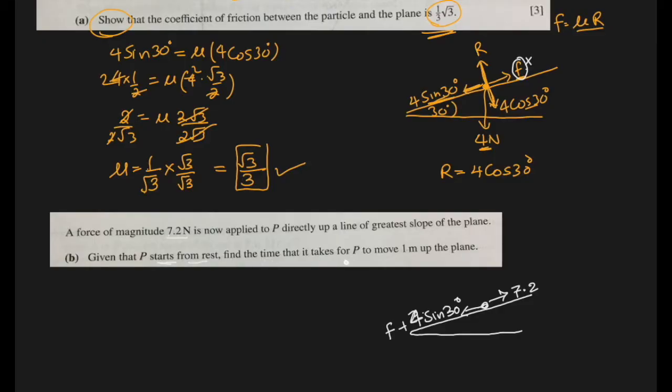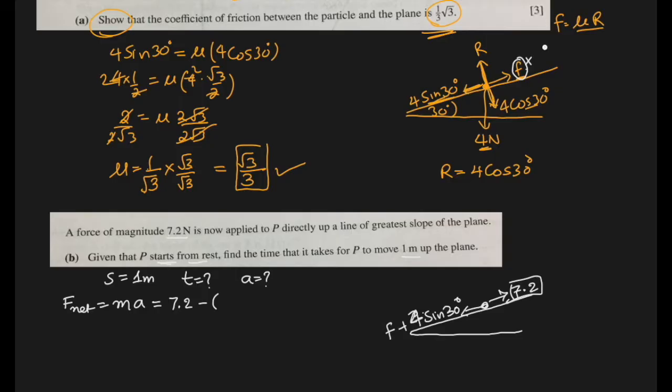Find the time it takes for P to move up 1 meter. So S is 1 meter. They are asking us time. If somehow I find acceleration, I will get that time. For that, I should do what? I should equate these two, and we'll get the net force out of it. F net force is equal to mass times acceleration, right? And here this 7.2 is still stronger than these two forces, so it will become 7.2 minus F.